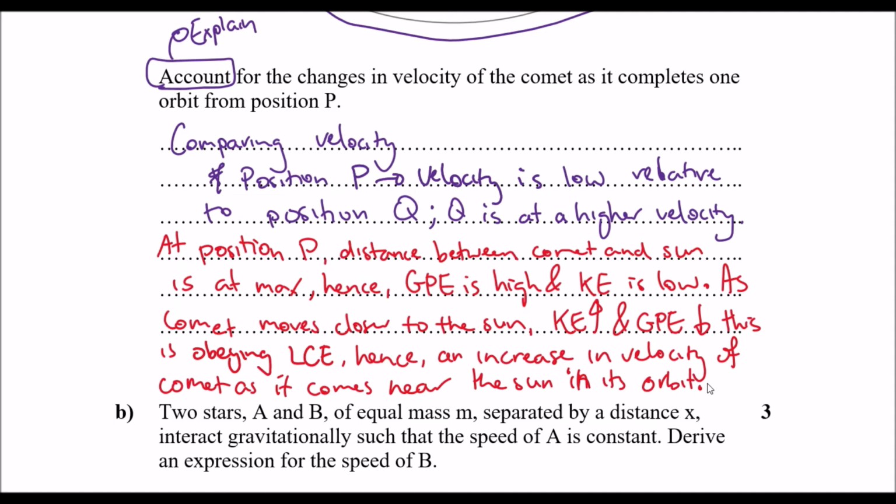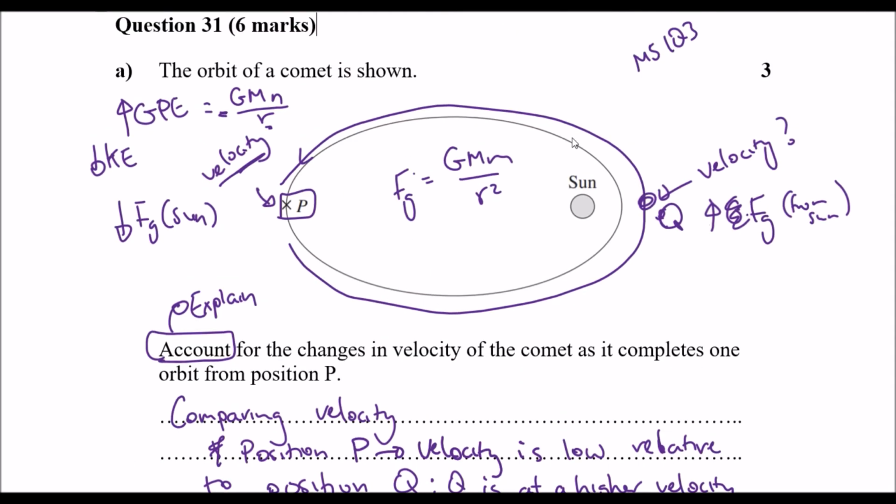Okay, you might want to also add, if you had space, that as the comet moves away from the sun, it's gaining gravitational potential energy. So as it goes this way, we're gaining gravitational potential and losing kinetic energy. As we rotate towards this direction, we are losing gravitational potential and gaining kinetic energy. So that's one or two ways you can go about that question.